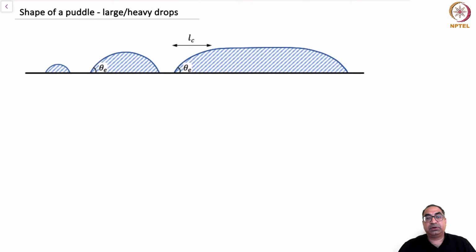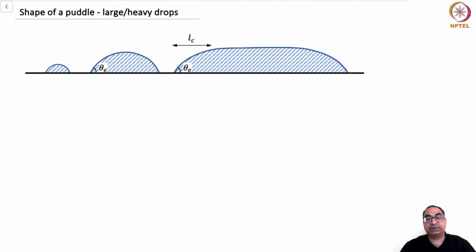We conclude the discussion on droplets on smooth flat surfaces by looking at the shape of a puddle. By puddle, I mean a droplet which is very, very large compared to the capillary length. As you may recall, the capillary length is the length scale where surface tension and gravity become comparable to each other. So if you consider droplets which are much smaller than the capillary length, then the droplets assume a more spherical shape and you can treat it as part of a sphere.